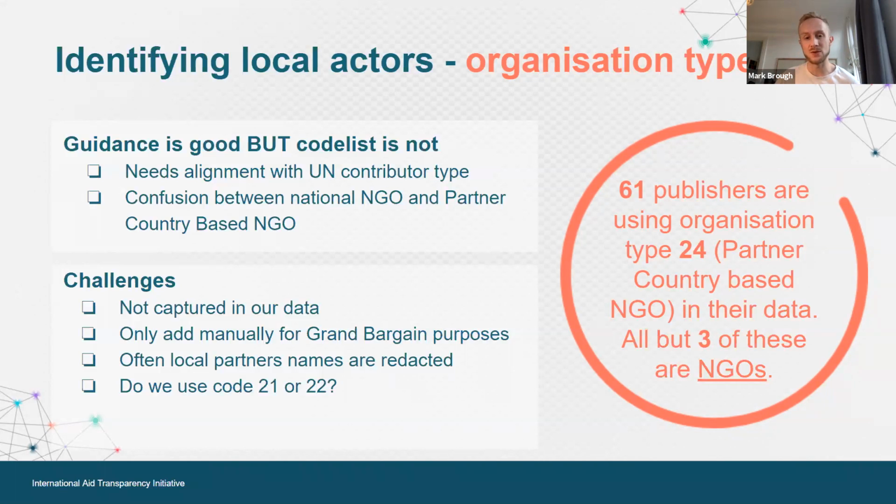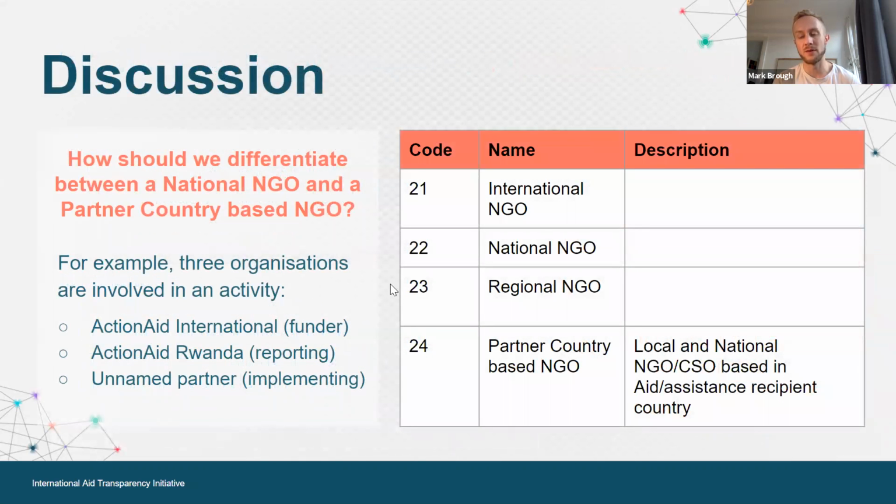The only organization that's using the organization type 24, so partner country-based NGO, is Oxfam Novib. And I think that's for about 45 activities. Yes, for 45 activities. Otherwise, though, there are quite a lot of organizations that are using this new organization type 24, and there's 61 publishers that are somehow referring to either receiver organizations or implementing organizations of their activities that are partner country-based NGOs, and all but 3 of those are NGOs.